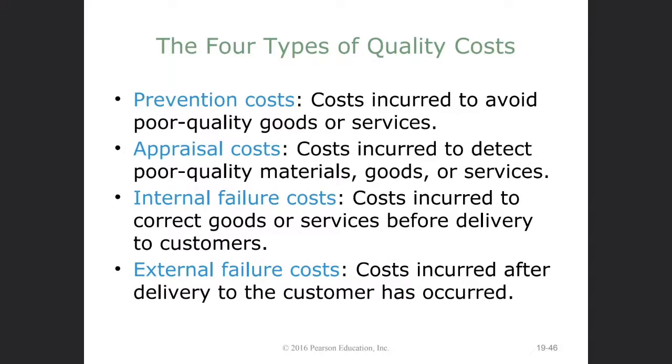External failure costs are costs that are incurred after delivery to the customer has occurred. Maybe the customer bought the product and it didn't work, so now you have a return, a refund. The customer could also potentially not buy from you again, or give you a bad review because you sent them a product that didn't work, or was the wrong size, color, whatever. So those are four types of quality costs.